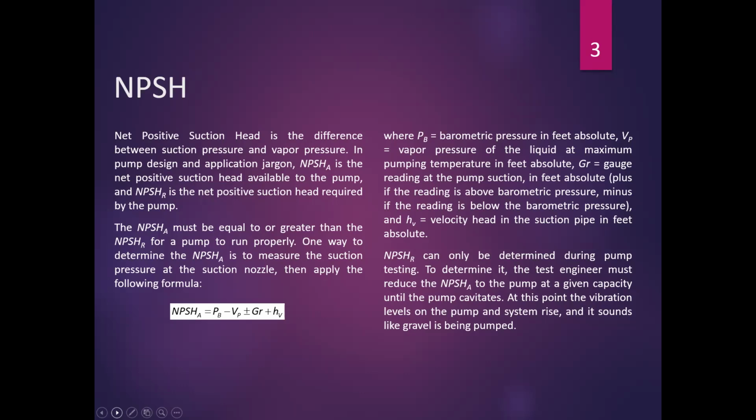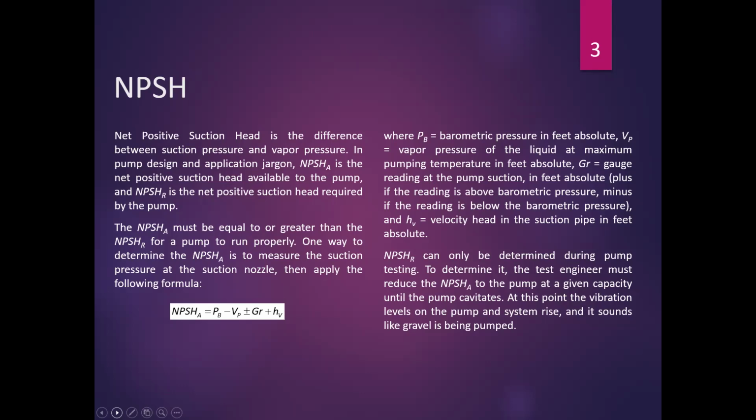pressure in feet absolute. Later, we will learn what the value of that is. GR is the gauge reading at the pump suction in feet absolute, plus if the reading is above barometric, minus if the reading is below the barometric. And SB is the velocity head in the suction pipe in feet absolute.